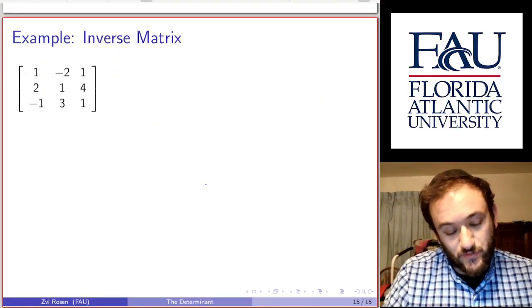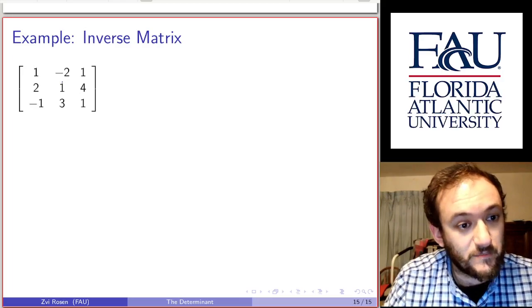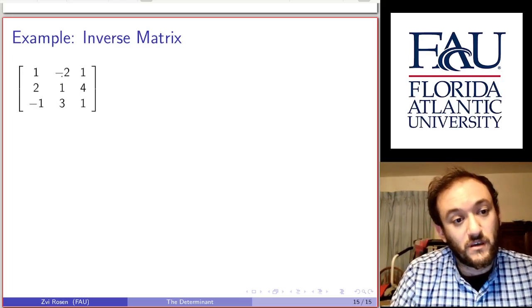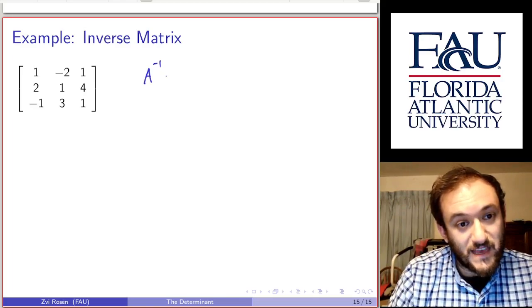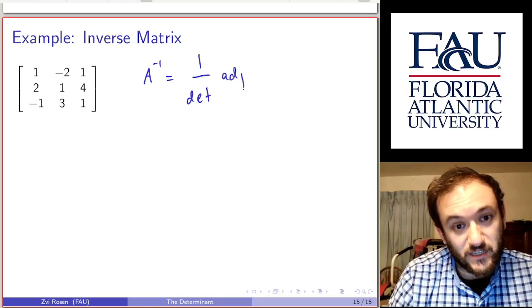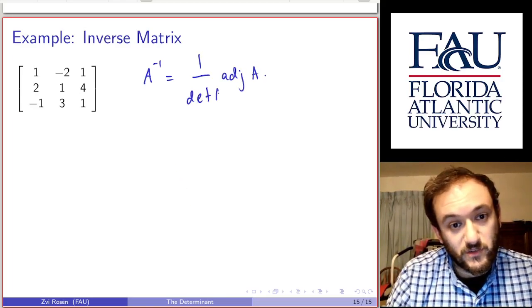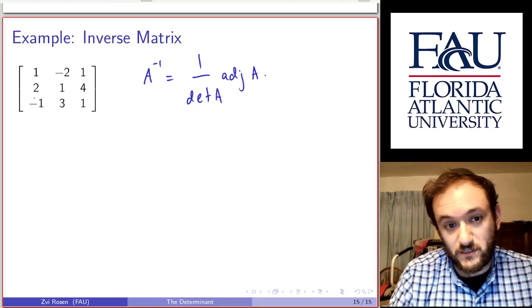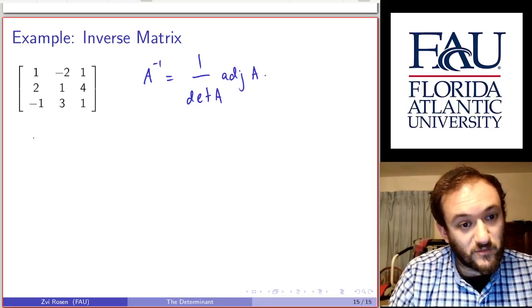Okay, and now let's do this for a specific example of a 3 by 3 matrix. So we're looking to use the formula for A inverse as 1 over the determinant times the adjugate. Okay, so first of all we need the determinant. So let's go ahead and compute it.